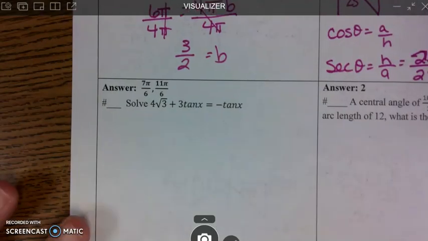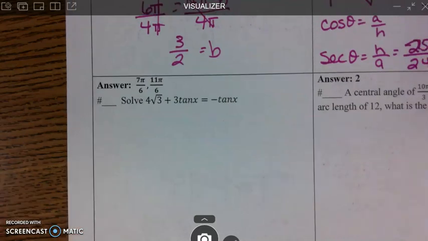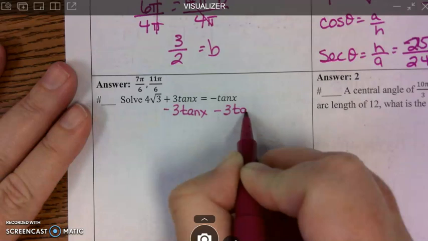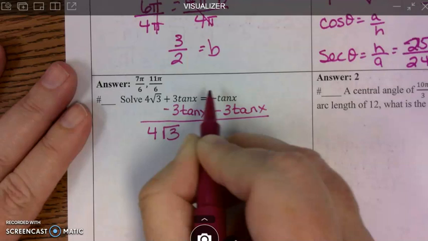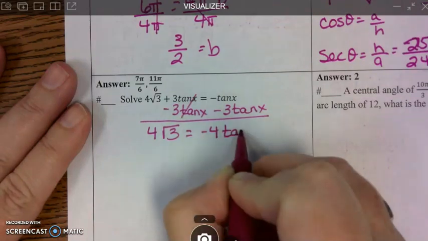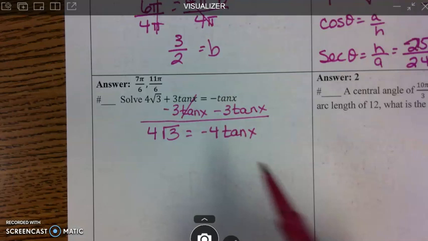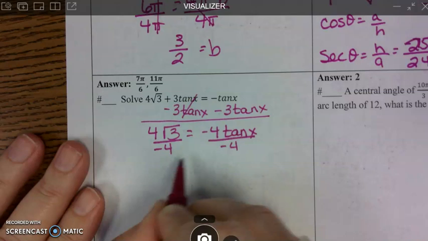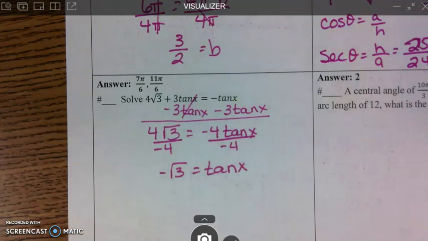Ooh, fun one, tangent. Step 1 is we have to get all our tangents together, get like terms together. So I'm going to subtract 3 tangent x from both sides, and I get 4 square root of 3 equals negative 4 tangent x. Now I'm going to divide by negative 4. That gives me negative square root of 3 equals tangent.